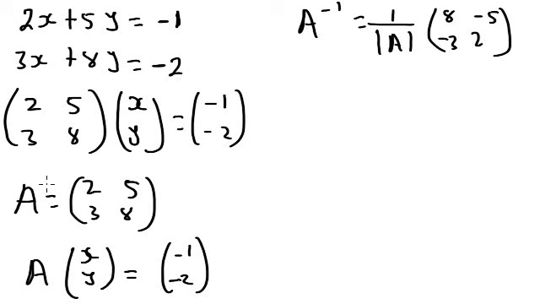So what have I done? All you need to do is to flip the elements in the leading diagonal of matrix A and negate the elements in the other diagonal. It's something you want to keep in mind.